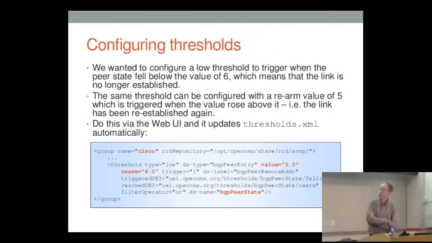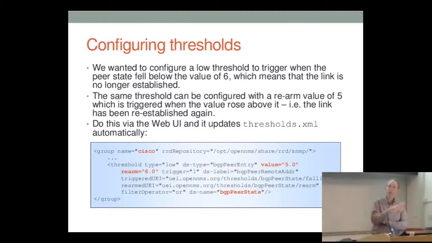Okay, the next thing then, once we've got this data coming into the system and going off to graphs, is to set thresholds on it. There was already a threshold group in the product for Cisco, so all we have to do is go in and add one for the BGP peer state. So we have a falling threshold and a rising threshold, falling on 6 and rising on 5, if I remember correctly.